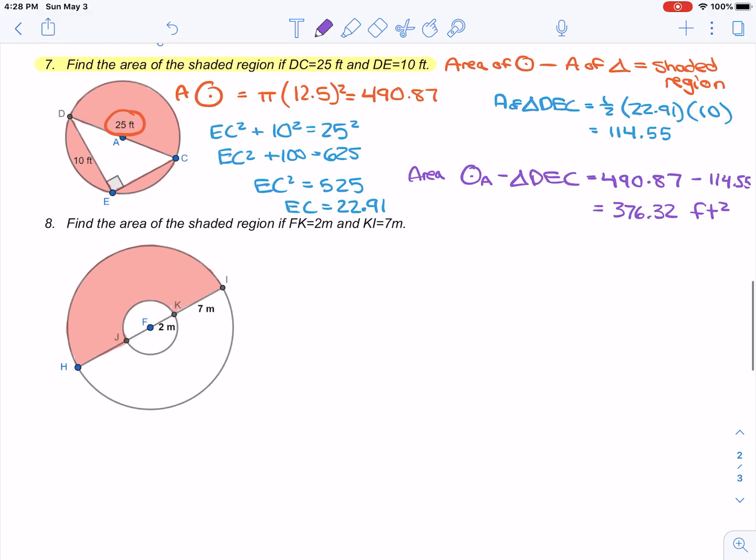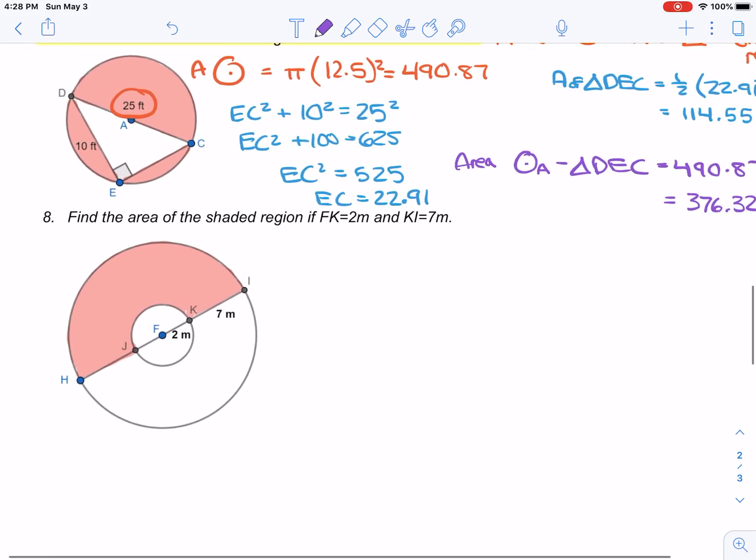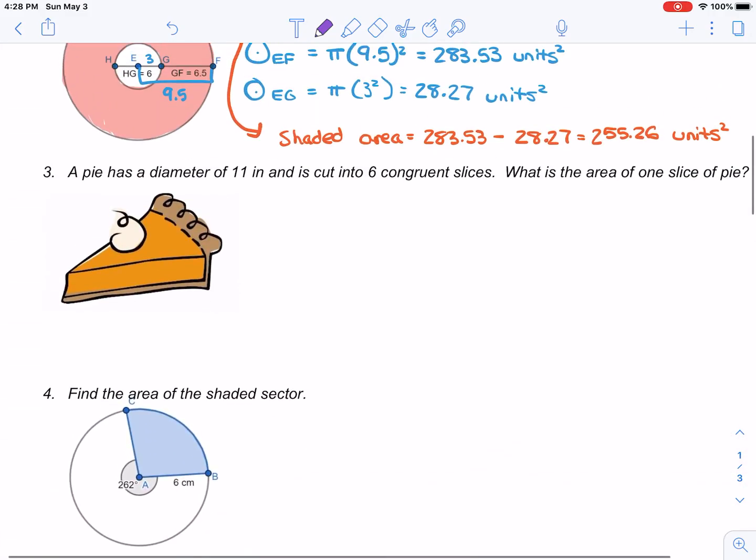And then the only other thing I want to mention is for number 8 here, since you're dealing with just half of that circle, you're just going to find half of your circle areas and then subtract them just like we did in that example in number 2. Okay?